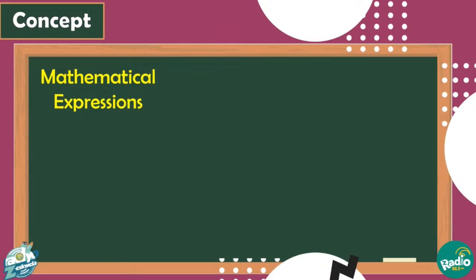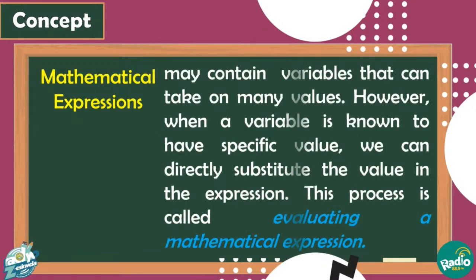As written, mathematical expressions may contain variables that can take on many values. However, when a variable is known to have a specific value, we can directly substitute the value in the expression. This process is called evaluating a mathematical expression. To illustrate, let's have an example.